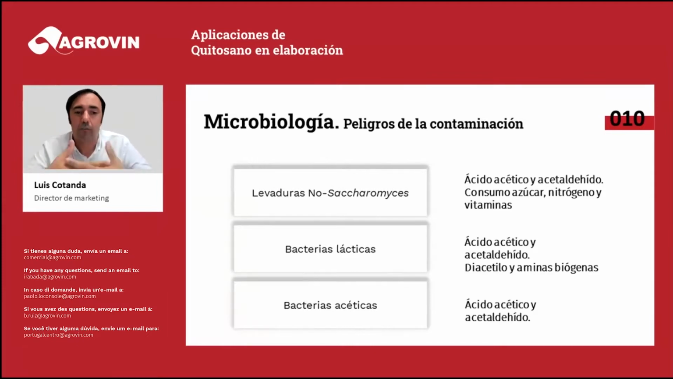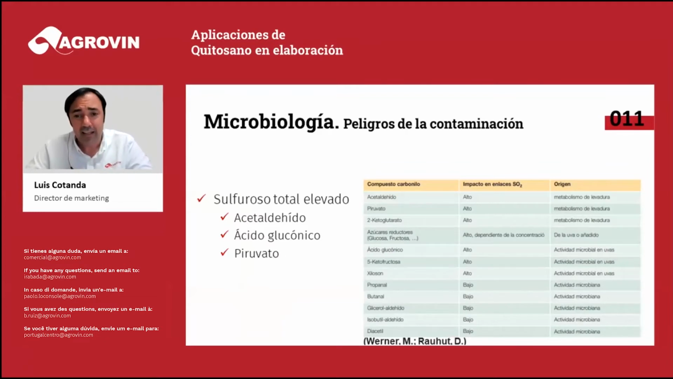Lactic bacteria, on their hand, can produce acetic acid and acetaldehyde, and they can produce diacetyl with a characteristic buttery aroma, and also biogenic amines. Well, normally we think about histamine because it provokes some harm to health, like allergies, etc. But there are other amines like putrescine and cadaverine that affect greatly the perception of fruit. And then last but not least, the acetic bacteria, and you know what they produce.